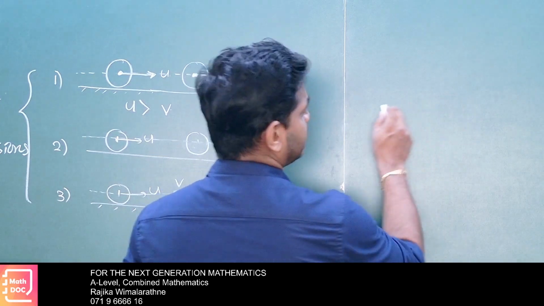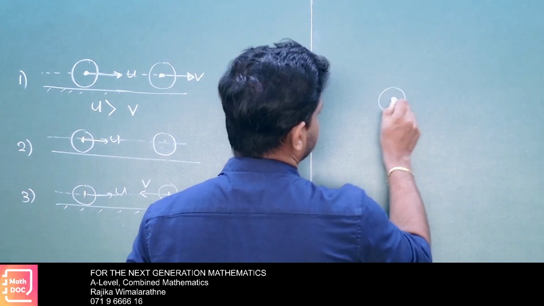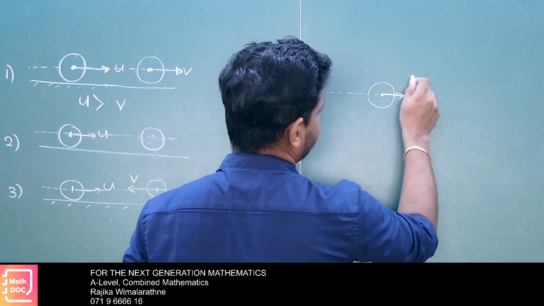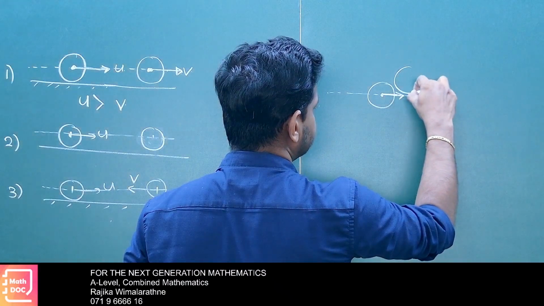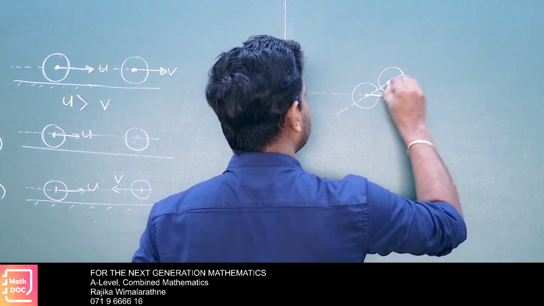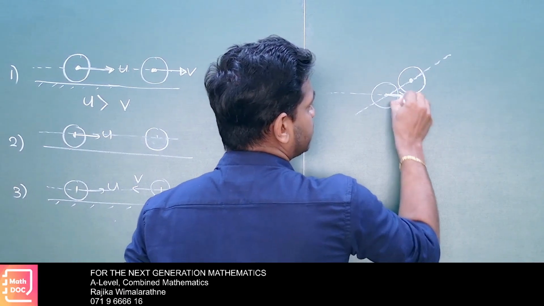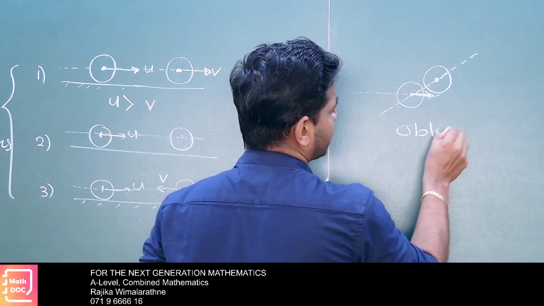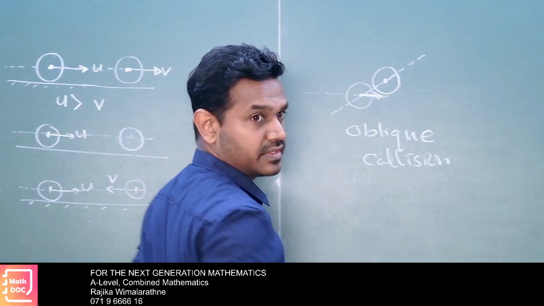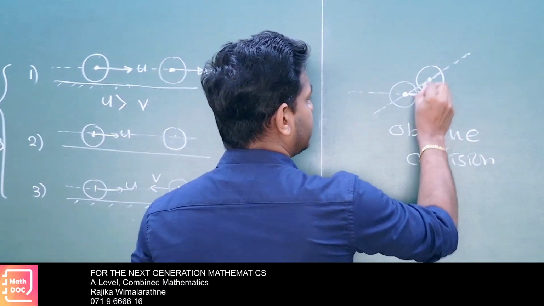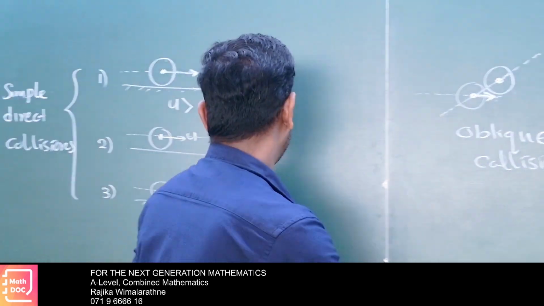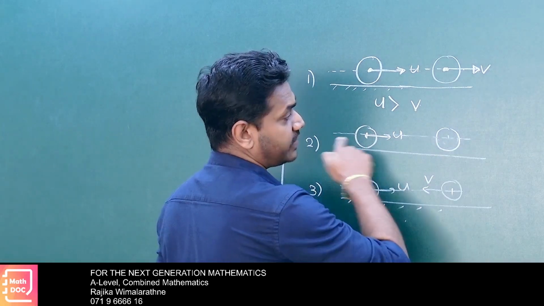Now consider a particle with its velocity horizontal, and another particle somewhere here. Here the center joining line is inclined to the velocity, no? So this collision we call oblique collision. Here the center joining line and the velocity are inclined, but in the earlier case the velocity is along the center joining line.